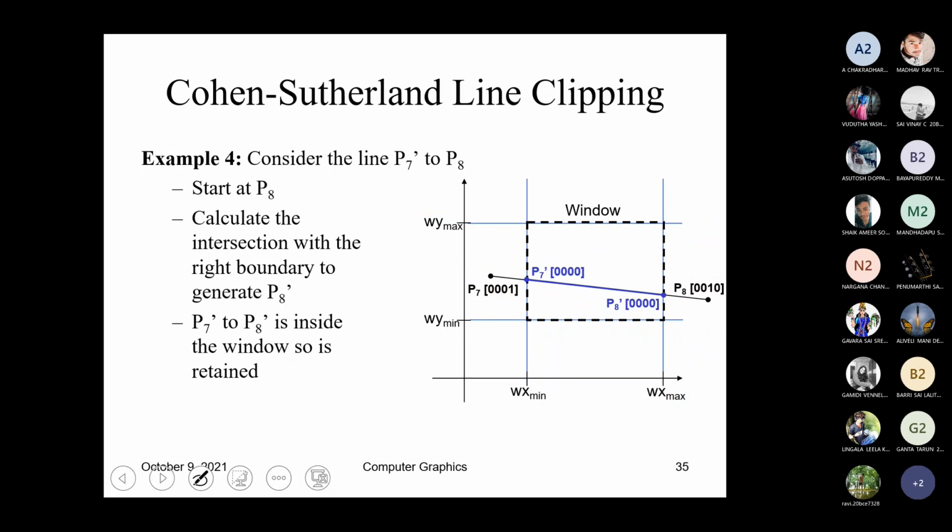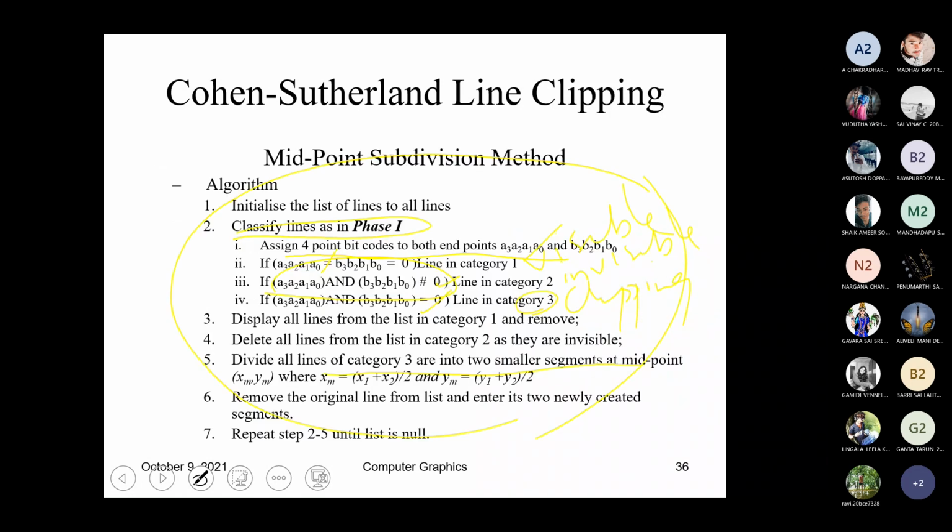So the same thing you are going to consider for P7 and P8. Same concept. We will be using it for this one. It is towards your right side. The same you will be repeating, and you can do the same with the help of the midpoint subdivision algorithm. Till here everything is the same, whatever we have done till now.